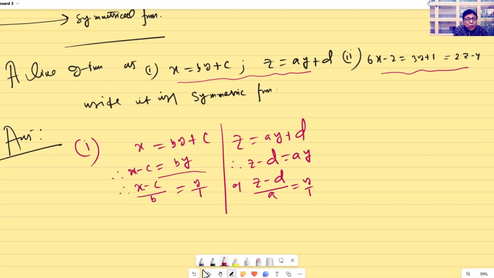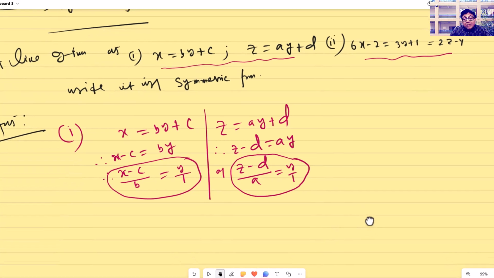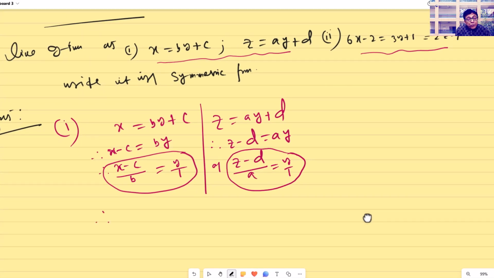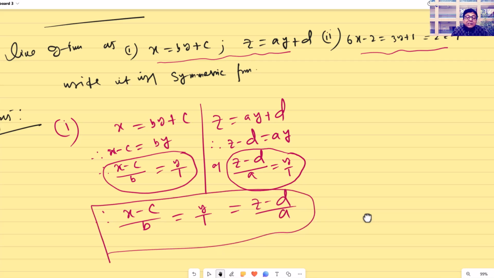Now, once we got (x minus c) by b, y by 1, and then (z minus d) by a, both (x minus c) by b and (z minus d) by a are comparable, you just compare. So, therefore, we get (x minus c) by b equals y by 1 equals (z minus d) by a. This is expressed in symmetrical form.